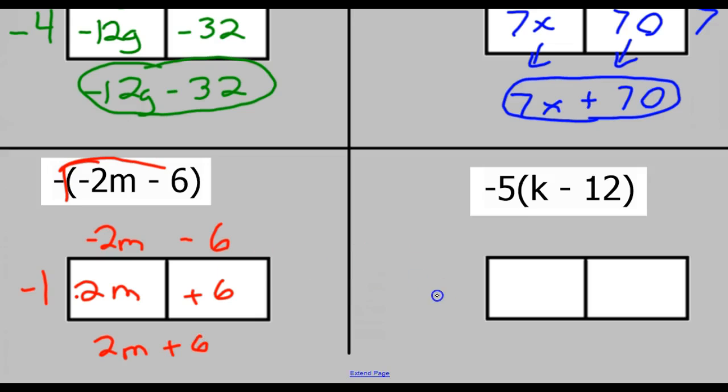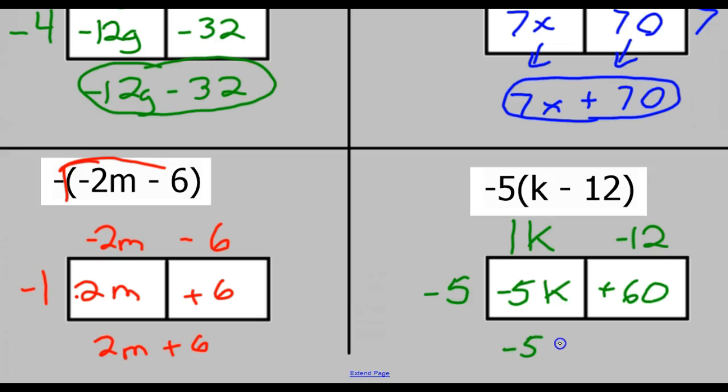Last problem over here, I'm going to put my negative 5 outside, and then k minus 12. If I have a variable or a letter by itself, I can put a 1 there. So negative 5 times 1 gives me negative 5. The k comes with. Negative 5 times negative 12 gives me positive 60. So I get negative 5k plus 60.